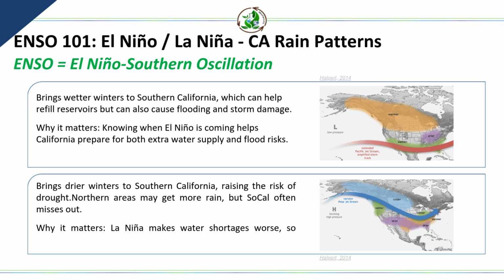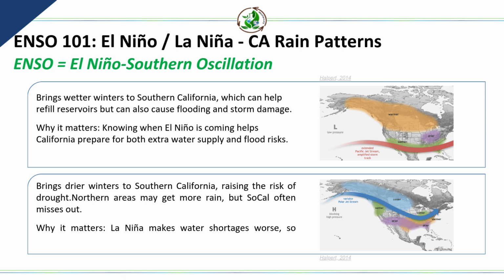ENSO stands for El Niño Southern Oscillation. It's a natural climate pattern that changes rainfall and temperature across the Pacific Ocean, and it strongly affects California's weather. During El Niño years, Southern California usually gets wetter winters. This extra rain can help refill reservoirs, but it also brings risks like flooding and storm damage. During La Niña years, Southern California usually gets drier winters. That raises the risk of drought and water shortages, while Northern California may get more rain. For SoCal farmers and cities, La Niña means planning ahead for less water.